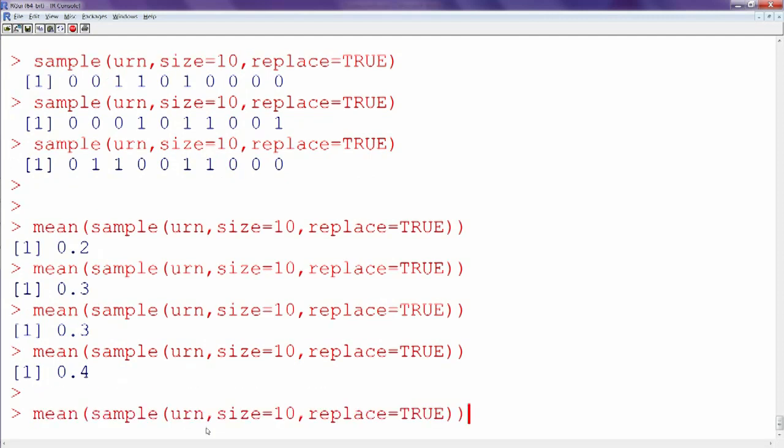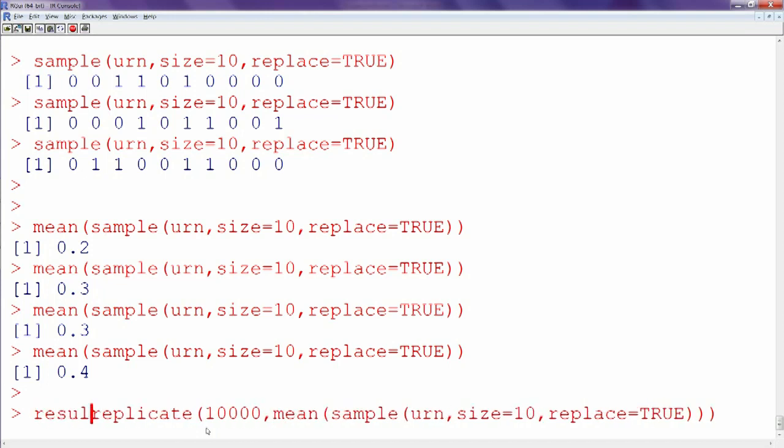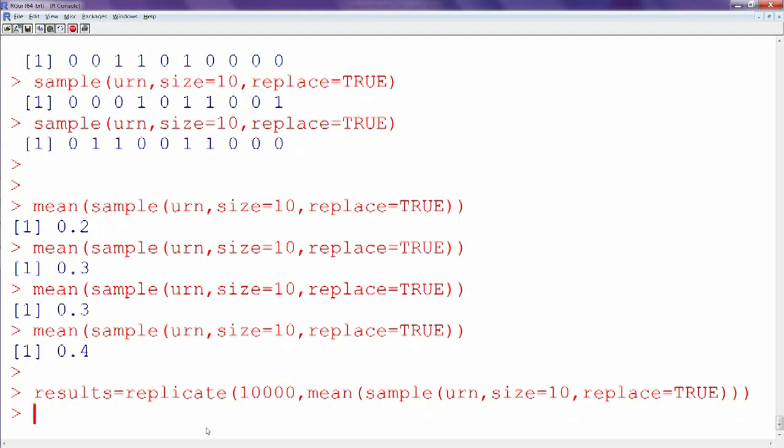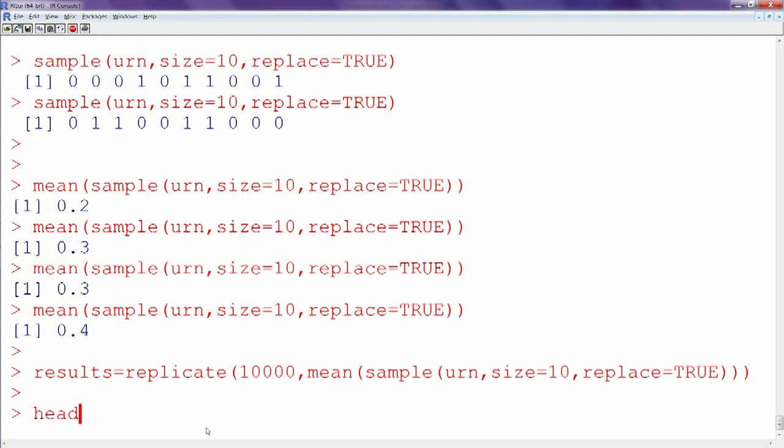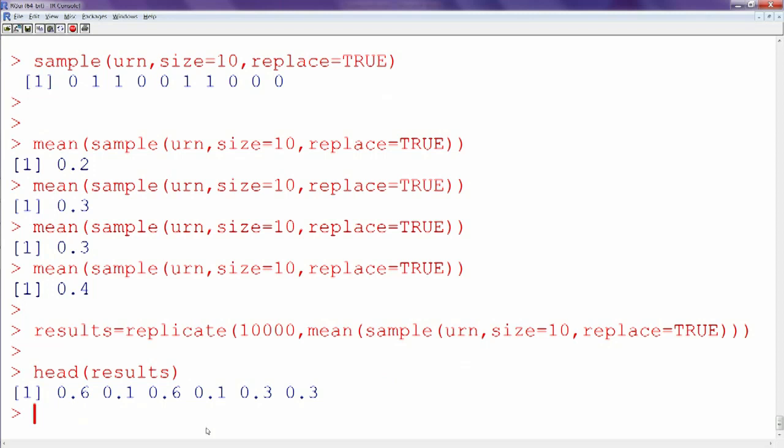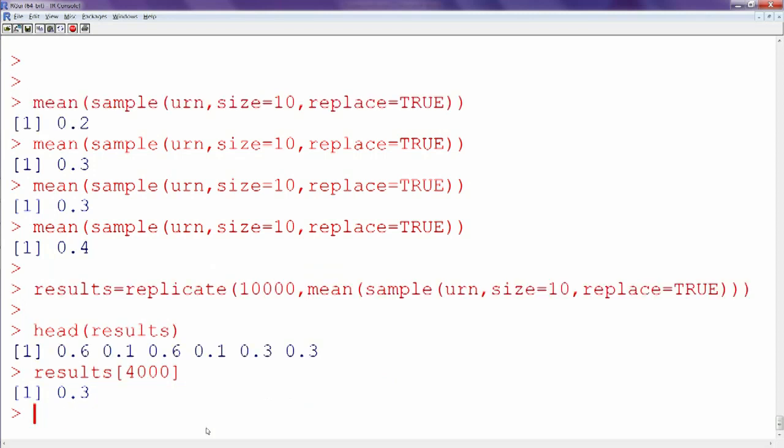To repeat this many times, I can use the replicate function. The first argument to the replicate function is how many experiments you want to conduct, and afterwards, the second argument is what code you want to repeat. Let's store this in a vector called results. Now that we have the outcome of 10,000 experiments, we can look at the first few. I can also look at the 4,000th outcome, which is 0.3, or even the 131st outcome, which is 20%.